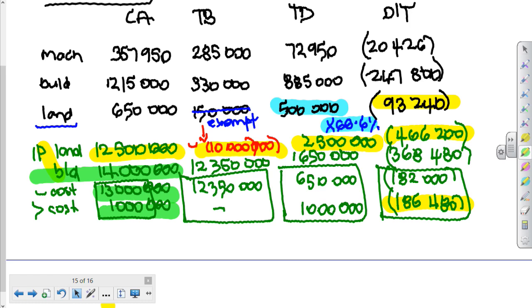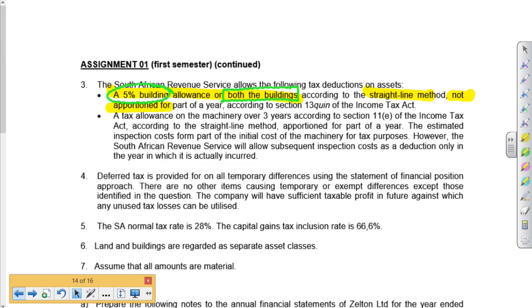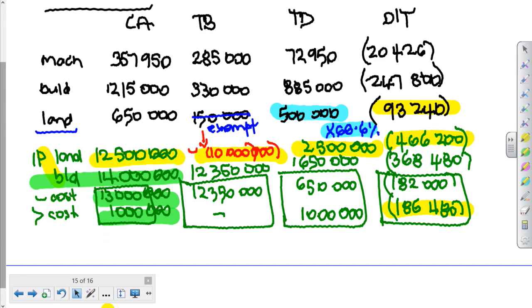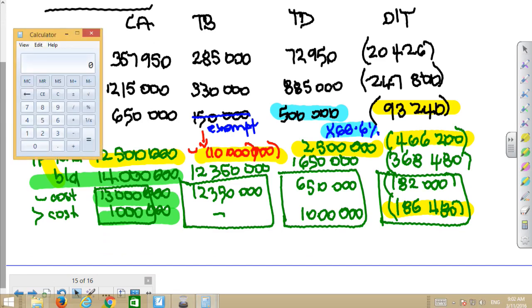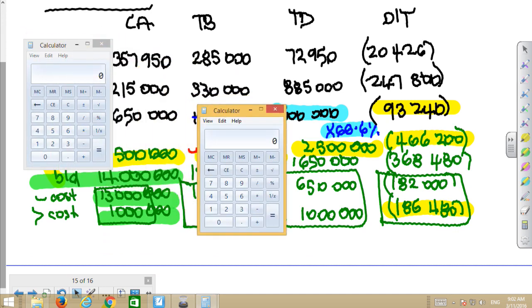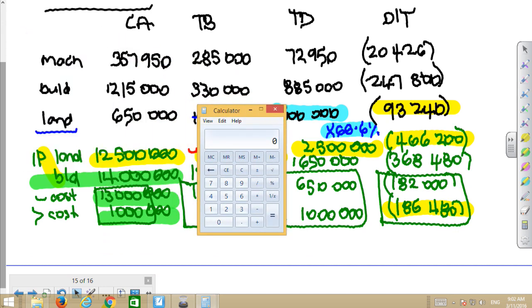In terms of tax base, SARS allows, I think they said, a 5%. Let's just have a quick look again. What it says is a 5% building allowance, not apportioned for part of the year. So SARS would have allowed a 5% allowance. Let's look again at what that would be. A 5% allowance that SARS would allow would be on the 13 million, remember, not on the 14 million, because SARS doesn't look at revals or anything like that at all.